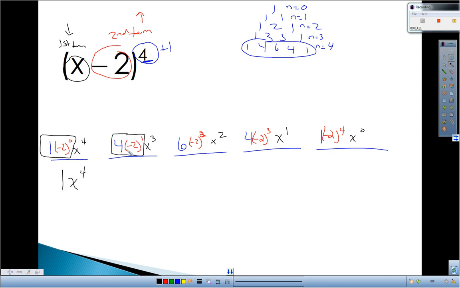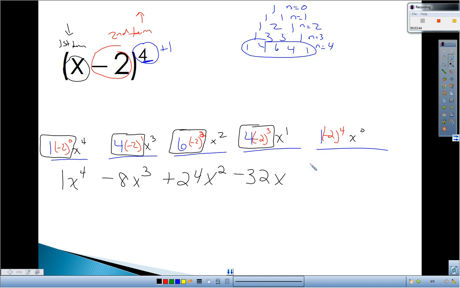Negative 2 to the 1st times 4 would give me negative 8. Negative 2 to the 2nd times 6 would give me 24. Negative 2 to the 3rd times 4 would give me negative 32 x to the 1st. And the negative 2 to the 4th times 1 would give me positive 16.